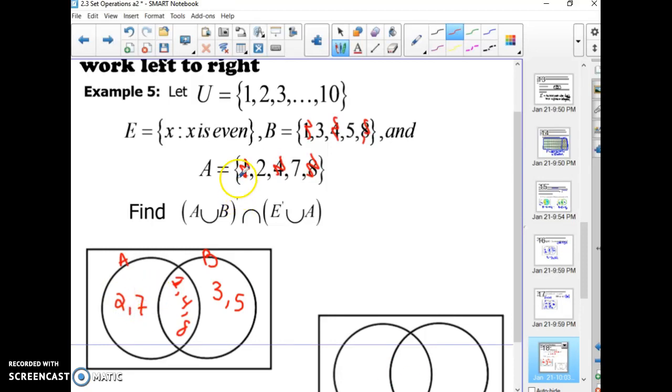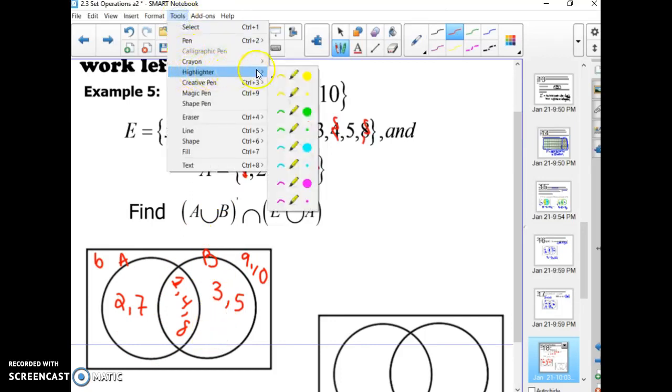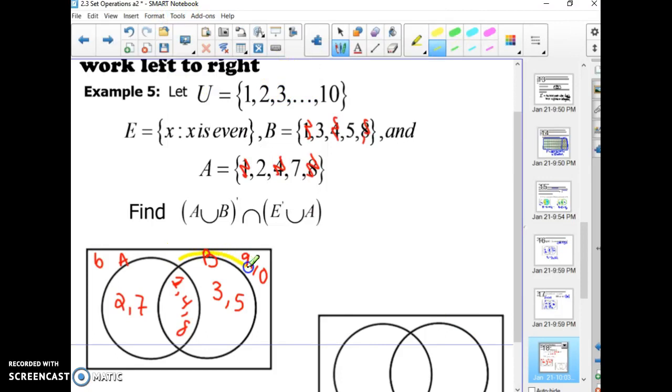But here's the thing. I want the complement, so I need what should be on the outside of A and B. That's 6, 9, and 10. A union B is everything on the inside, but I want the complement, so everything on the outside. So what I have is 6, 9, and 10 in that set. I'm just going to rewrite that: 6, 9, and 10.